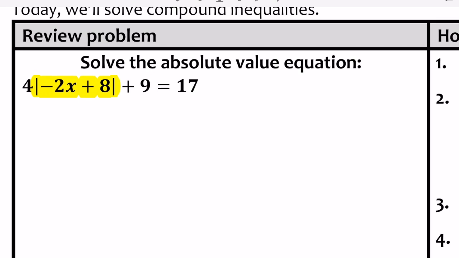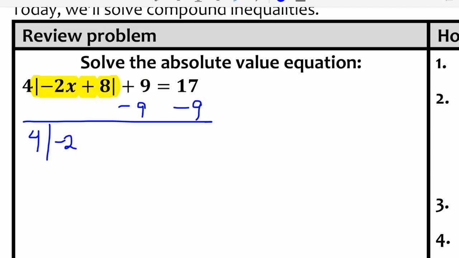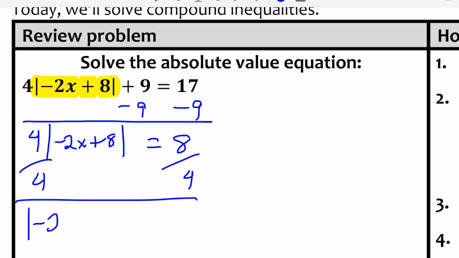The first step we're going to do is subtract 9 from both sides. And when we subtract 9 from both sides, we end up with 4 times the absolute value of negative 2x plus 8 equals 8. That 4 on the outside on the left doesn't need to be there. It is multiplied times our absolute value. So we're going to divide both sides by 4, and we get 2.